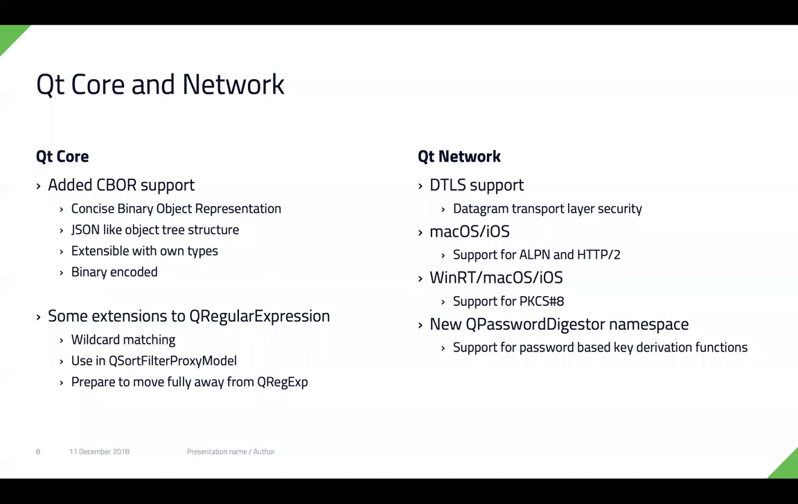In Qt Network, we've added support for DTLS, Datagram Transport Layer Security, a great new feature. And we've done lots of work in the platform APIs to support, for example, ALPN and HTTP2 on macOS, iOS, and Windows runtime. We now have support for PKCS8, and we have a new QPasswordDigestor namespace that has a couple of functions that help you handle key derivation functions for passwords.